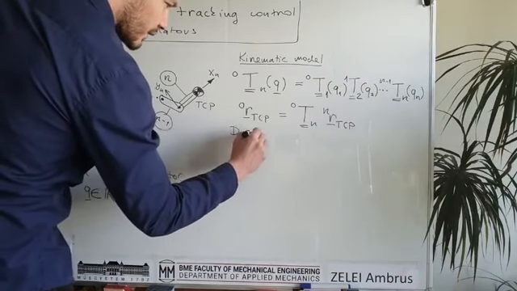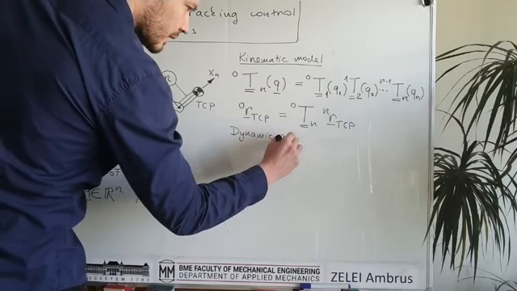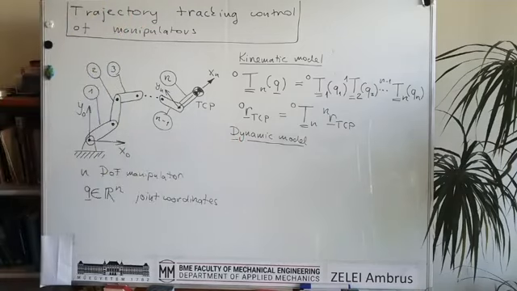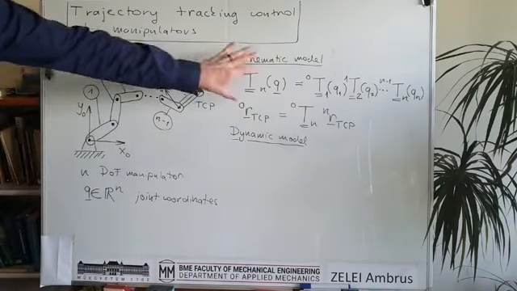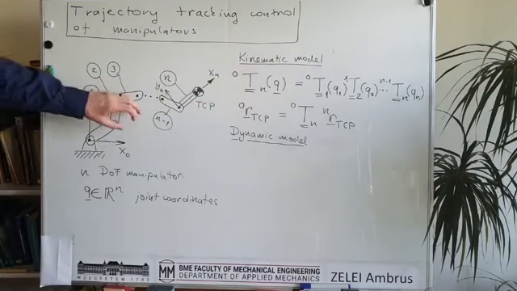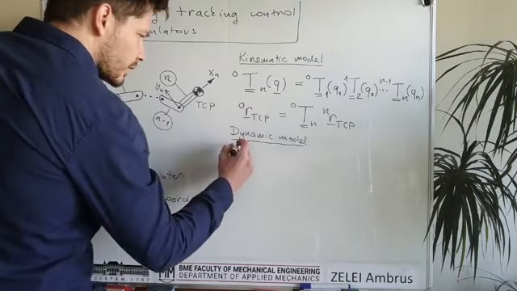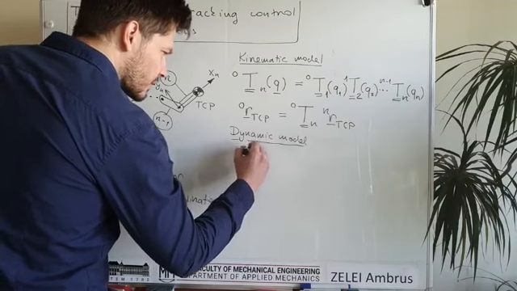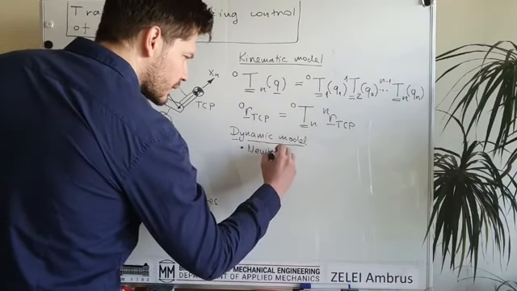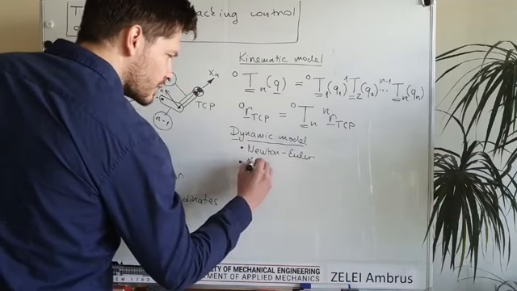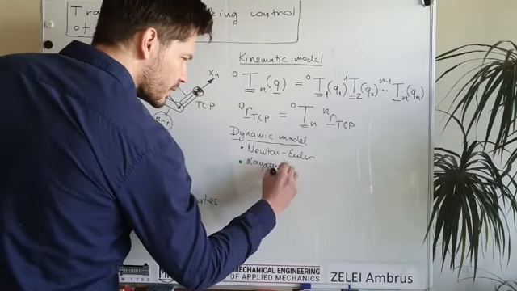And we also have the dynamic model, which means that we are able to calculate the accelerations from the kinematics, and we are able to calculate the joint forces and joint torques. So there were two things. So we could also use the Newton-Euler equations, or we could use the Lagrangian equation of motion.